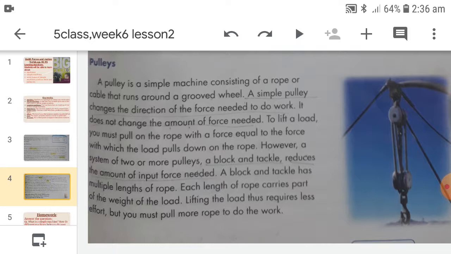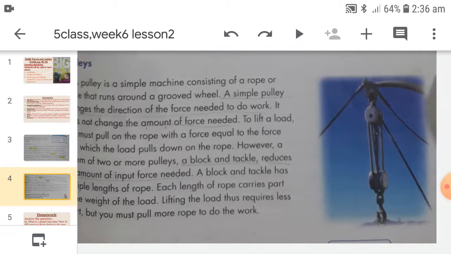So the basic difference between simple pulley and block and tackle is, simple pulley consists of one grooved wheel and one piece of rope or cable. Block and tackle consist of two or more pulleys or two or more pieces of rope or cable. Simple pulley changes the direction of effort but does not change the amount of effort. But block and tackle changes the amount of effort that we are using to do the work easily. The picture you can see over here is a picture of block and tackle.